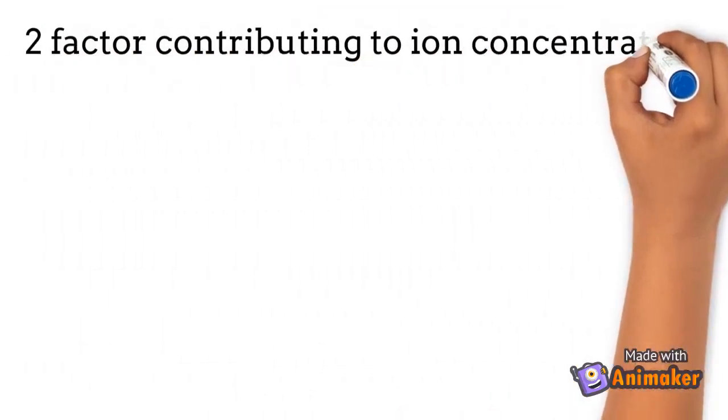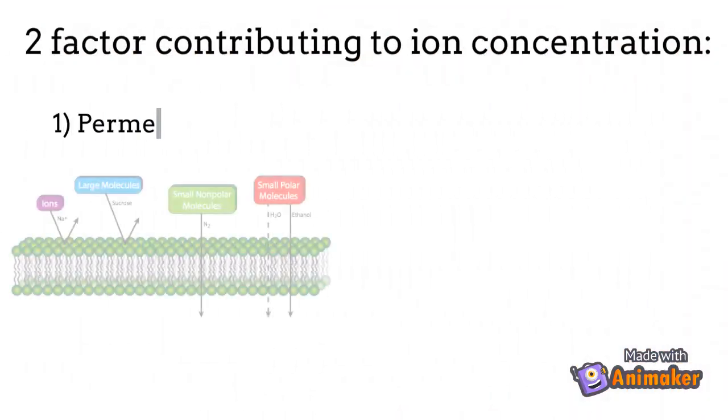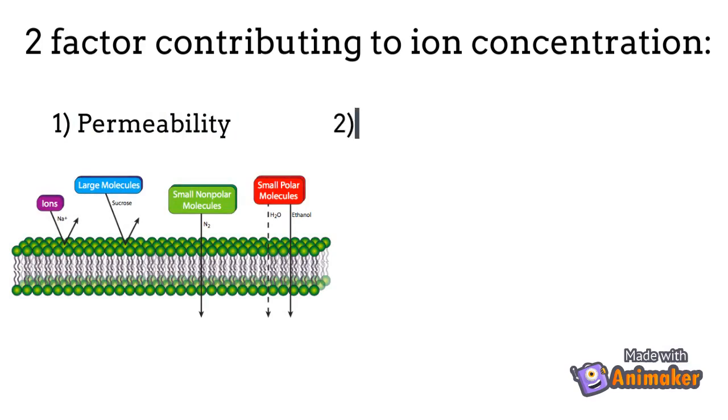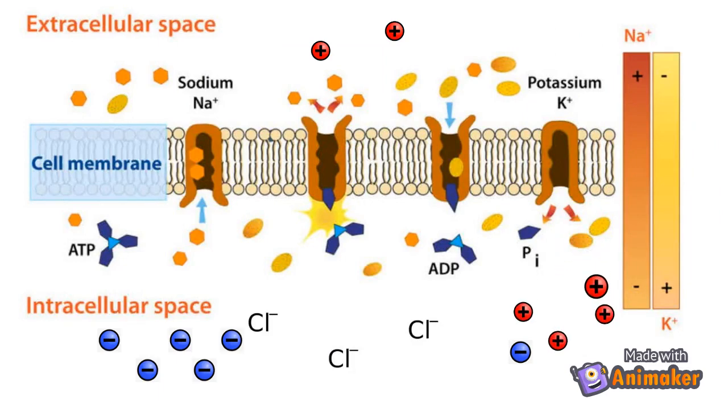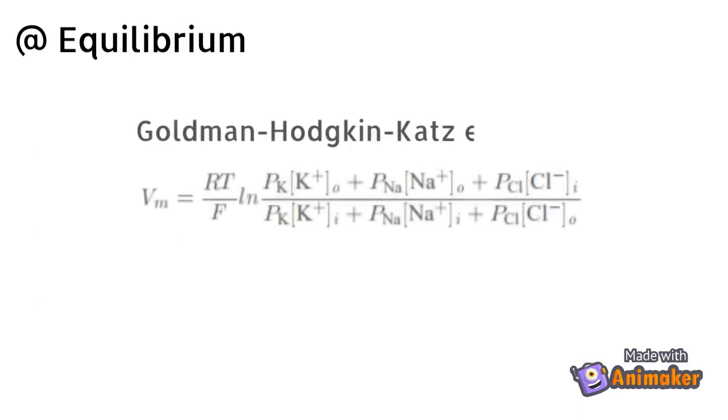The two main factors that contribute to ion concentration are the cell membrane's permeability to each species and the presence of Na/K pumps. These pumps transport Na+ out of the cell, and K+ into the cell. However, there is an unequal amount of positive charge that enters the cell, as well as an unequal amount of negative charge that is held by ions like Cl-, or chloride ions, exiting the cell, leading to the formation of an electric gradient. When the net flow of ions into and out of the cell is constant, we are at equilibrium, and this equilibrium voltage is determined by the Goldman-Hodgkin-Katz equation.